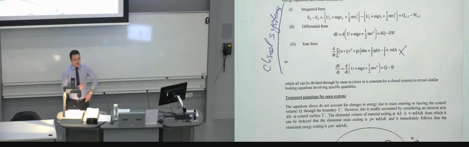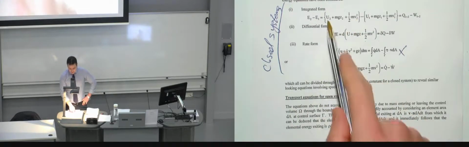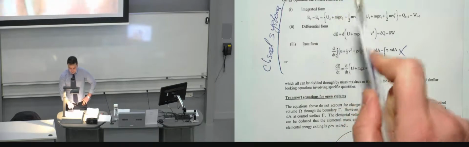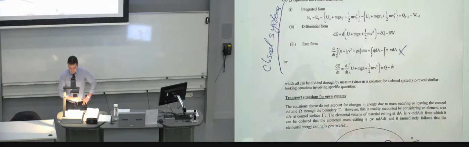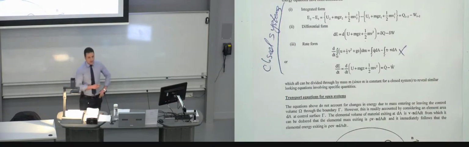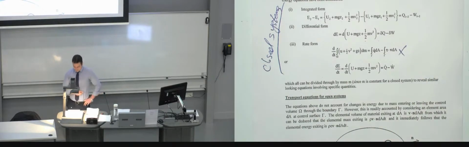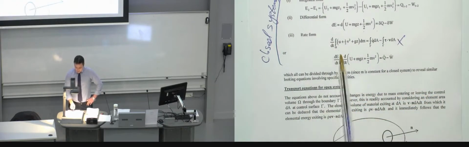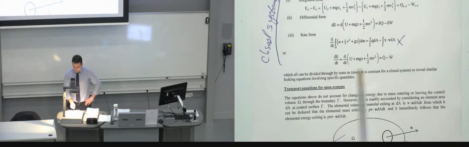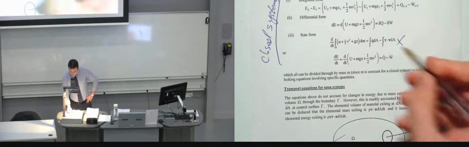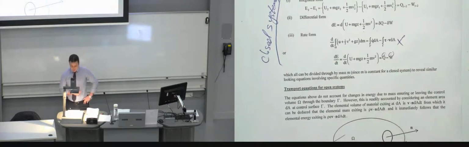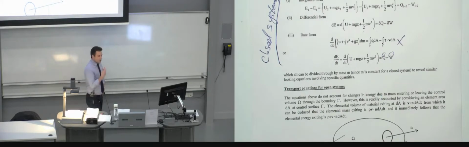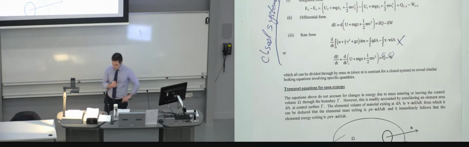E was the energy, and it had 3 components: the intrinsic internal energy, the potential energy, and the kinetic energy. And on the right hand side of the equation, we had the heat and the work. The same story applies to the differential form or the rate form. The only difference in the rate form is that you're now dividing everything by dt, and you get these dots, which signify the rate form of the heat and the work.